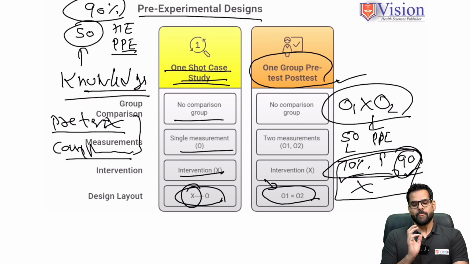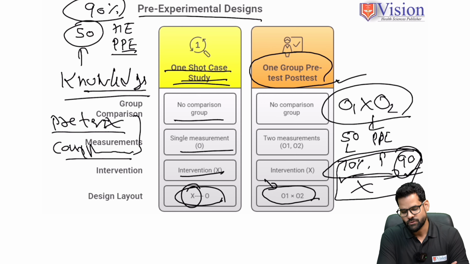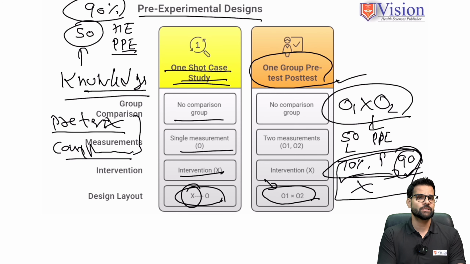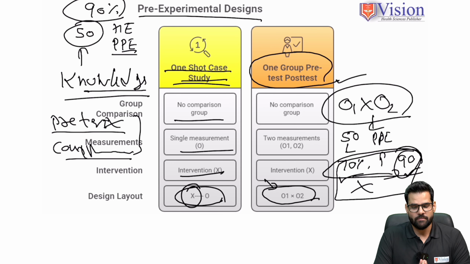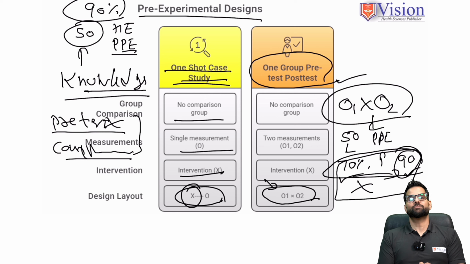So these are the two important pre-experimental designs. In the end I can say that pre-experimental designs should not be considered as the first priority for doing any experiment. If you are selecting a pre-experimental design, ask this question: why not quasi? If you are taking quasi, then ask the question: why not true experimental? In that way you can decide. You should have a proper justification for your selection of the design.